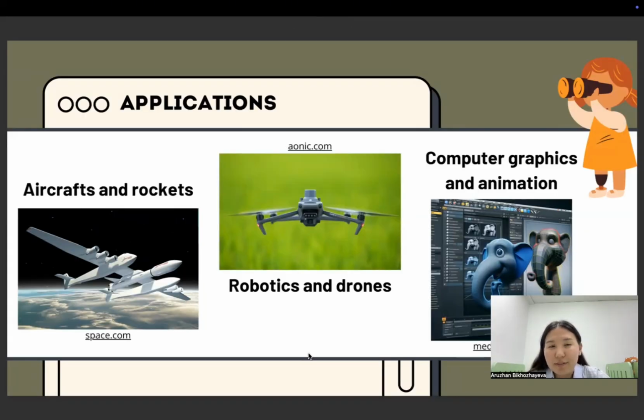Now, the most interesting part is applications of quaternions. As you recognized at the beginning of this presentation, I mentioned some applications of quaternions with pictures of drones, video games, and such. But it is a small part of their usage. So let's try to cover most of the real world uses and understand them. Okay. The first one is aircraft and rockets.